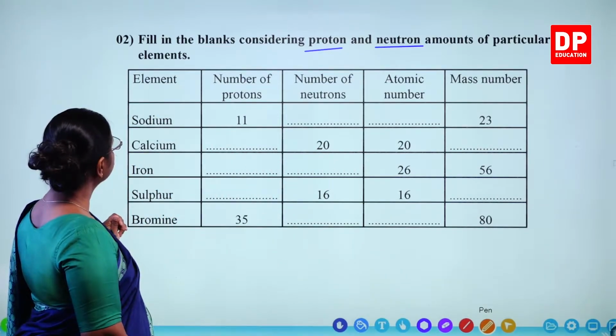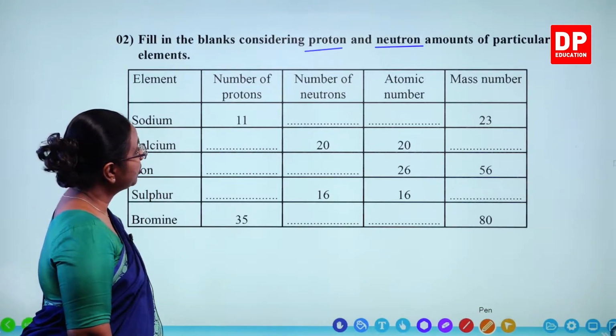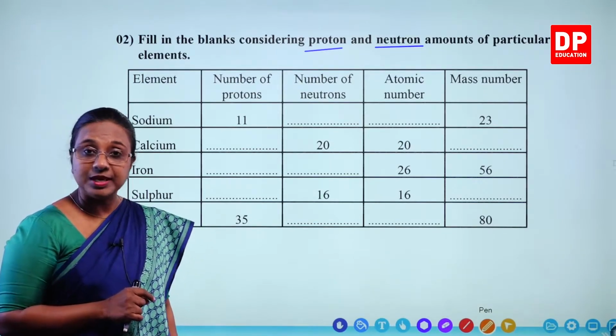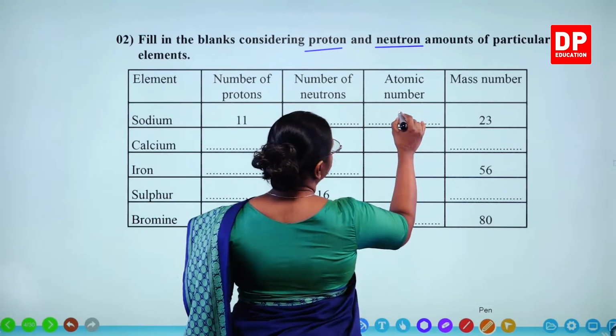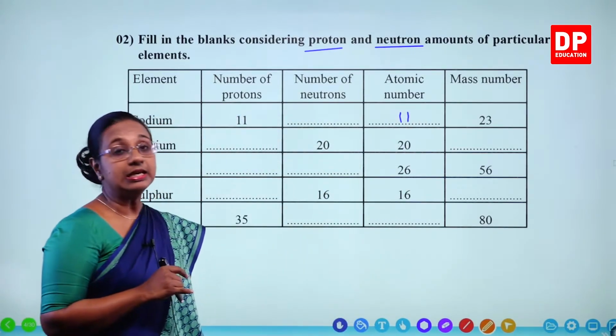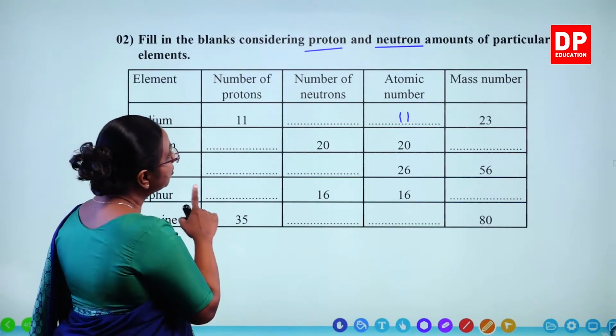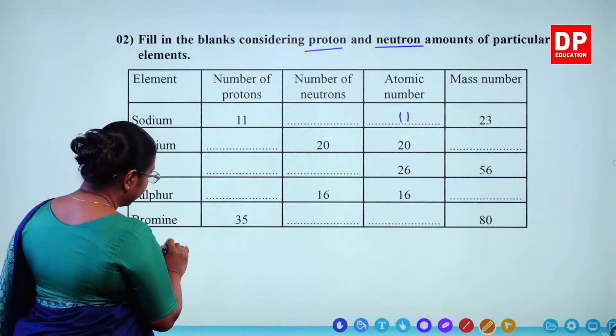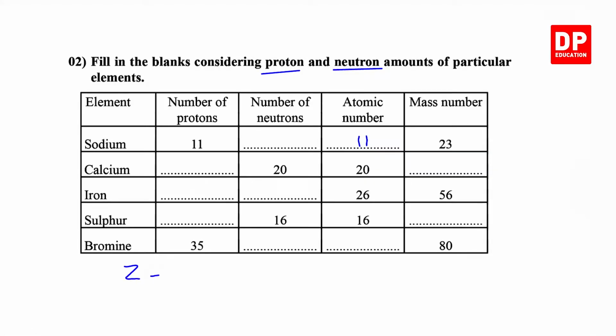So if we take the first element, sodium, the number of protons is 11. So from that, what can you write? You can write the atomic number. So it's easy. Number of protons equals atomic number, 11. Then they have given you the mass number. Now, if you know the number of protons and mass number, I have already told you all, the atomic number is equal to number of protons, that is again equal to number of electrons. And mass number A is equal to number of protons plus neutrons.